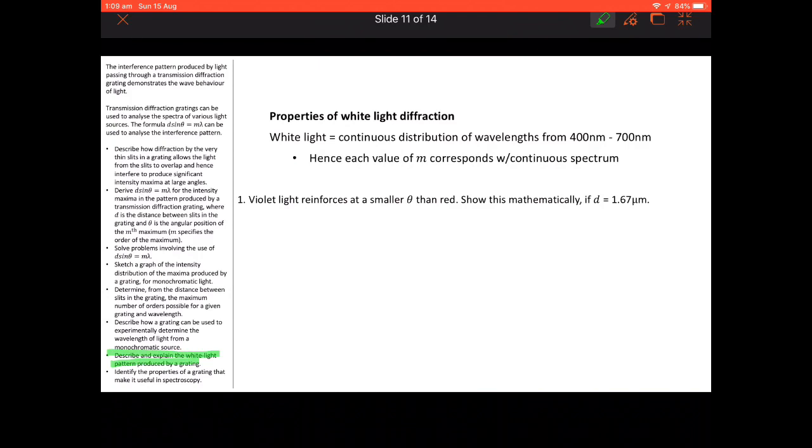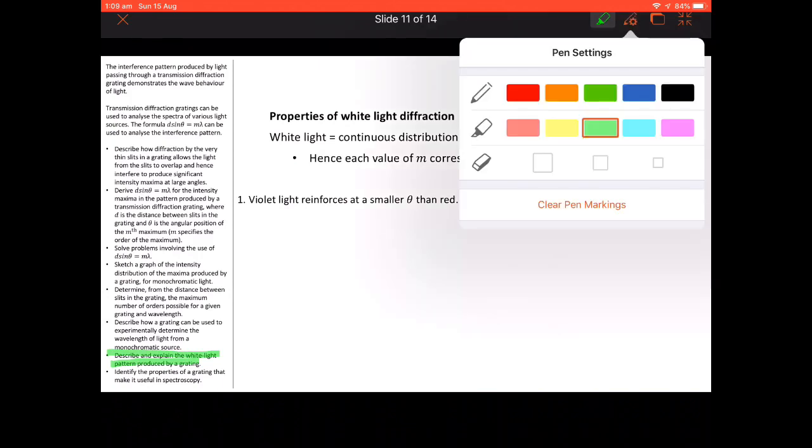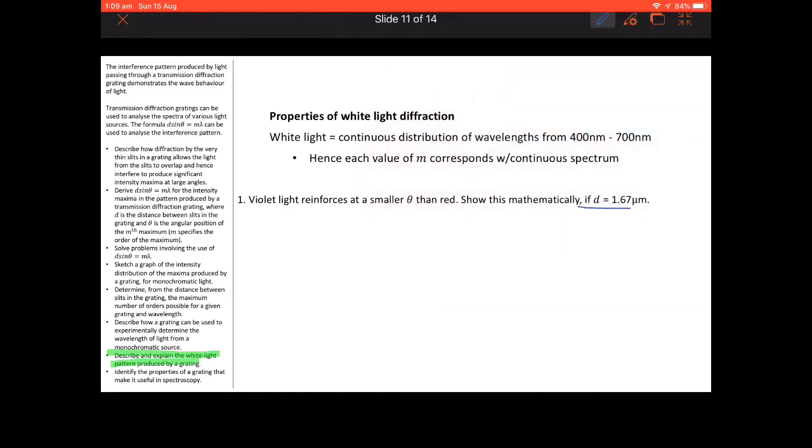One of the properties of white light diffraction is the fact that violet light reinforces at a smaller angle, or a smaller angular position, than red light, and you need to be able to show this mathematically. So, for example, if the distance between center points of slits is 1.67 micrometers, how can we show that violet light reinforces at a smaller angle than red? We'll just use our path difference formula as we have been.